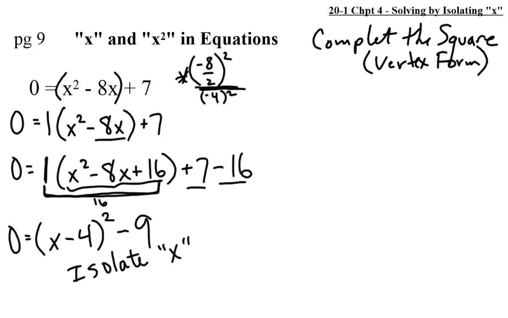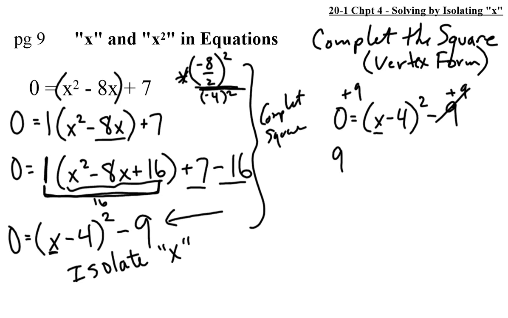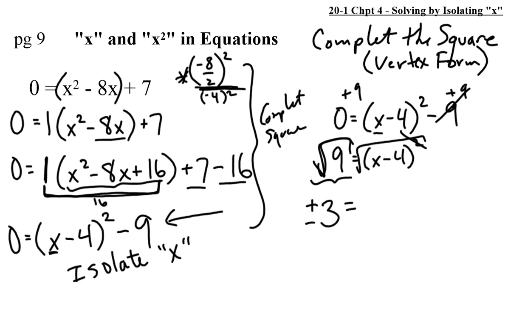So we had to do all of this work completing the square just so we could get an equation that's a quadratic with a single x. So now I bring it up here, x minus 4 squared minus 9. Got to get x by itself. Add 9 to both sides. Square root to get rid of the squared. Square root principle. Square root of 9 is positive or negative 3.